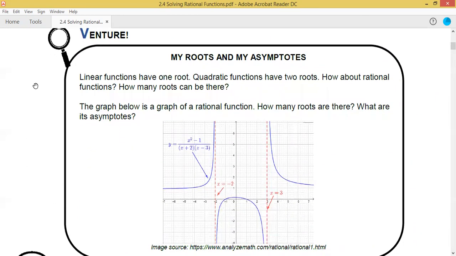Pause this video as you check how many roots are there and what are the asymptotes of this function based on its graph.